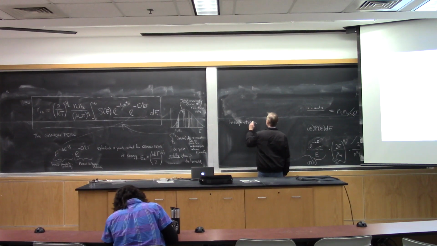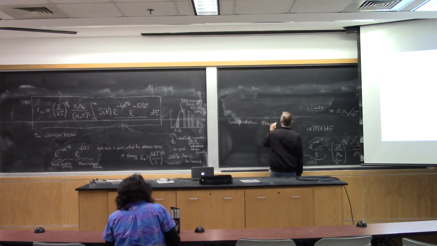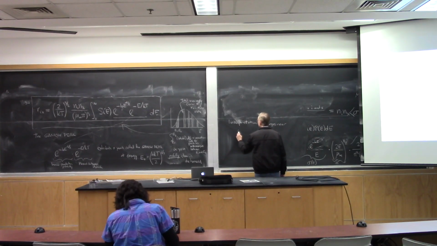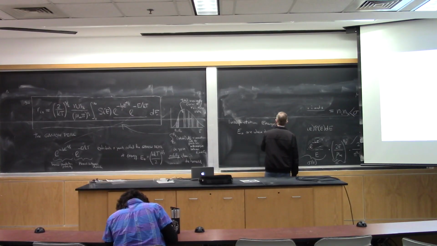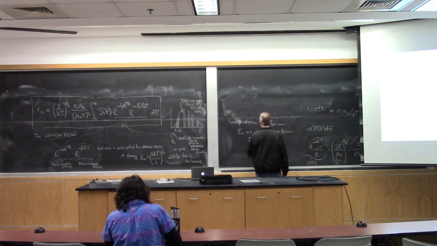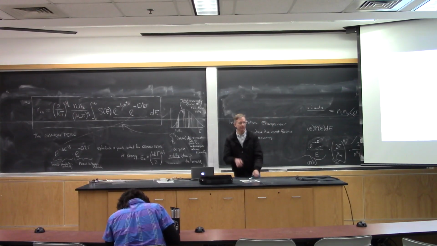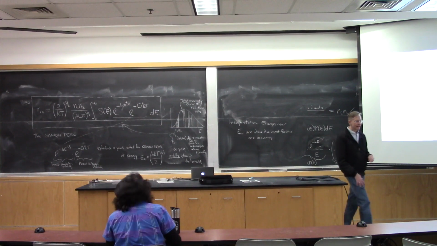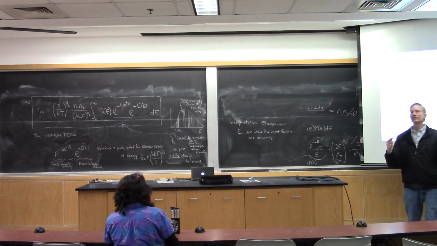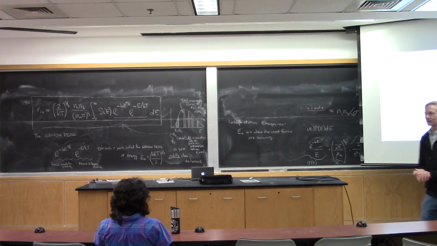Interpretation: energies near E naught are where the most fusions are occurring. That's how we interpret the gamma peak. That's the energy for two protons, relative energy in their center of mass frame, that is most likely to produce fusion.